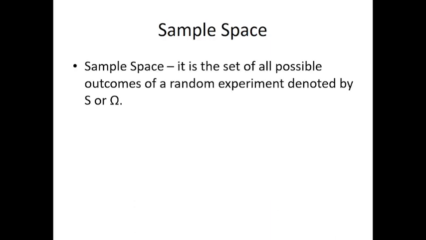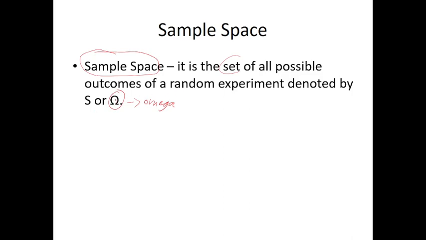Then we have also sample space. Pag sinabi nating sample space, it is a set of all possible outcomes of a random experiment. It is denoted by S or the Greek letter omega. So that is for the sample space: the set of all possible outcomes of a random experiment, denoted by S or omega.